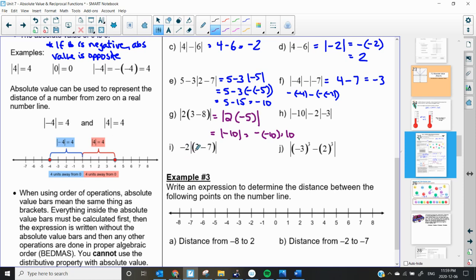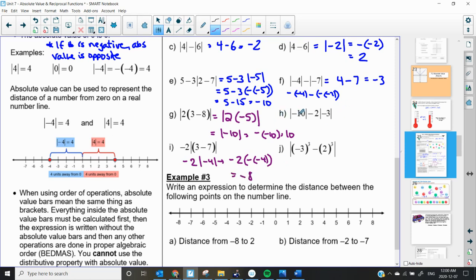If I have negative 2 times the absolute value of 3 minus 7, that's going to be negative 2 times the absolute value of negative 4. So we have negative 2 times 4, and that becomes negative 8.